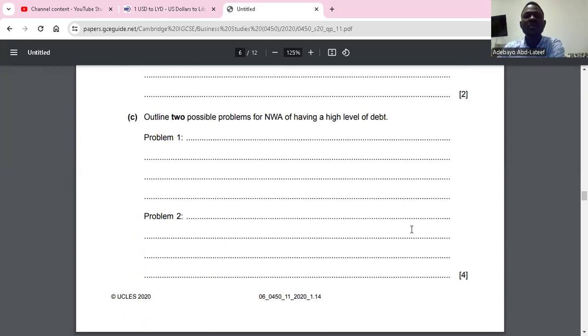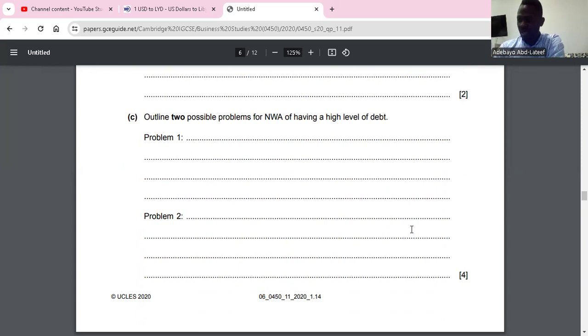C. Are there 2 possible problems for UNWA of having a high level of debt? First, what is the debt? The debt is a liability to the third party. So if a business like UNWA is having high level of debt, how can this become a problem?